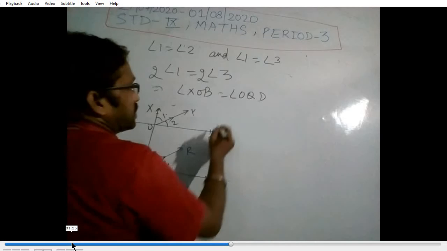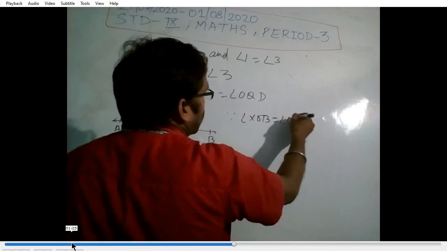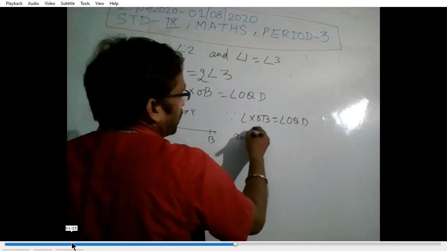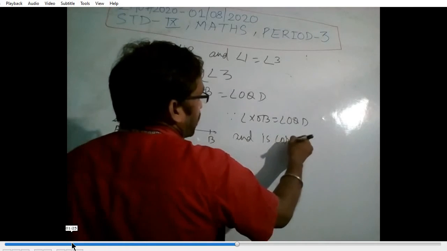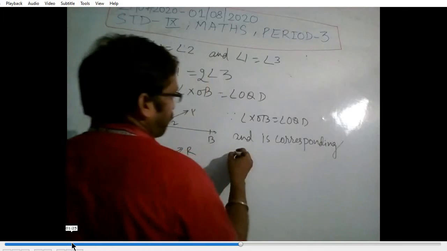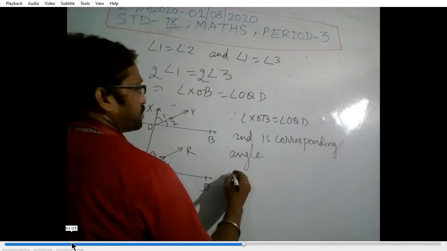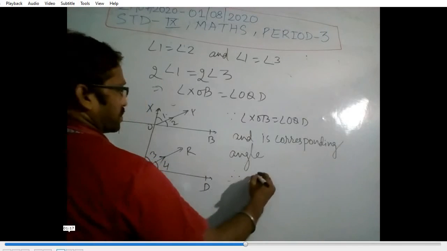This is what we had to prove, and how nicely and how easily we proved that also. XOB is equal to angle OQD, and these are our corresponding angles. This is our corresponding angles. So that's why lines are parallel. That's why AB parallel to CD.